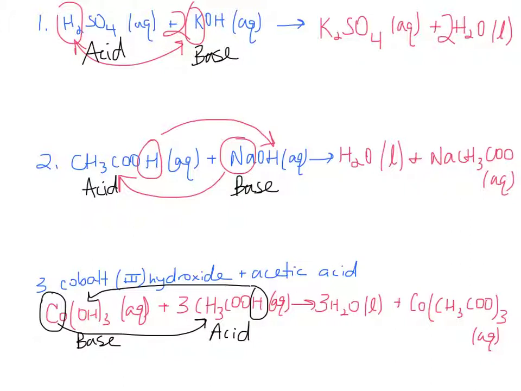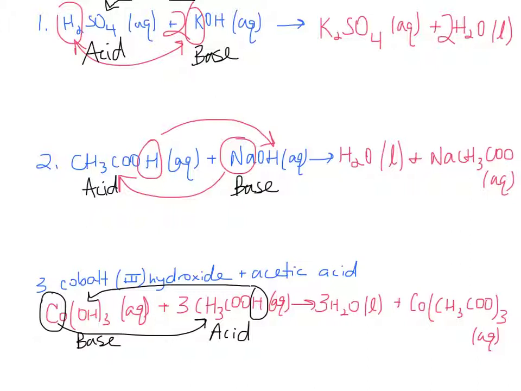The K is going to join with the SO4, but let's think about how it does that. The K has a charge of +1, SO4 has a charge of -2, so we must need two Ks. So it's K2SO4. To balance it out, because there's two Ks there, we need a 2 in front of the KOH, and then we'll throw a 2 in front of water to balance it out.